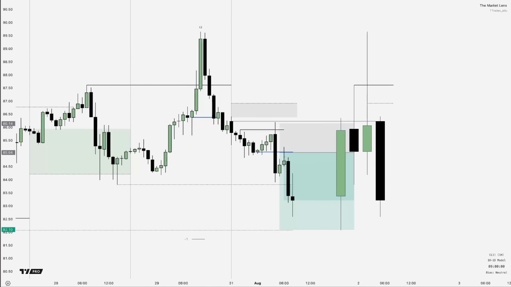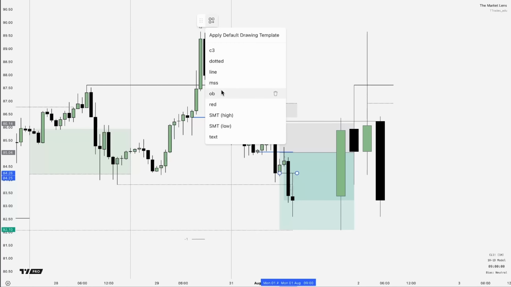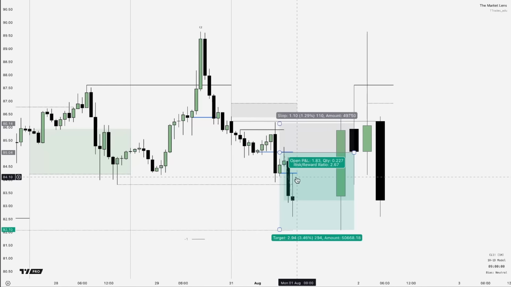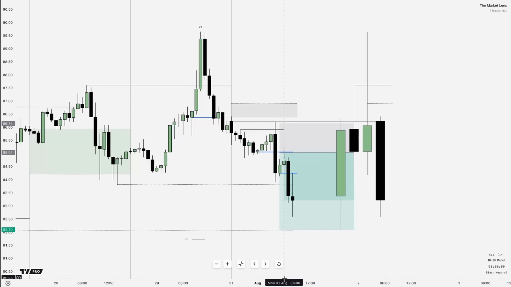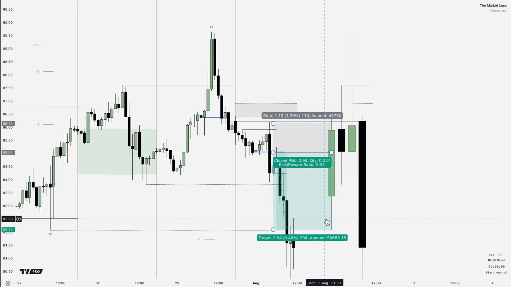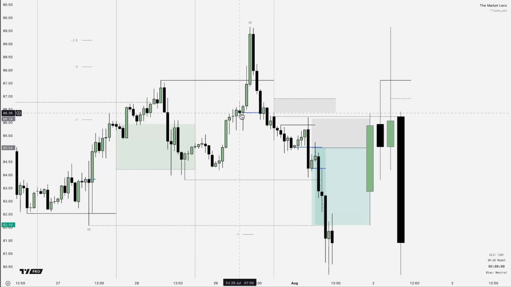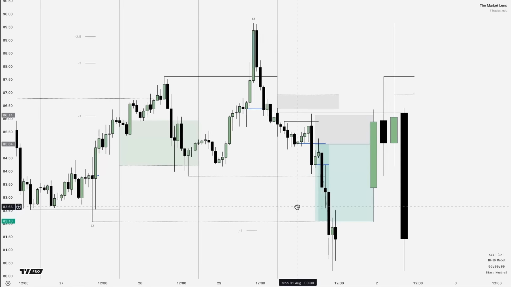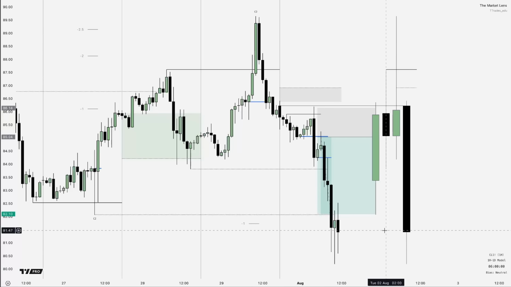We get tagged in. We then get another closure below. So I would not want to see this high get hit, or this gives me another entry. And let's see what happens. And there we get the continuation lower. So just to review, we have the change in the state of delivery, we have that reversal, and then I can look for a continuation entry by looking for price to trade into a fair value gap or sweep out a high, and then look for the order block that forms there. Now let's get into another example.